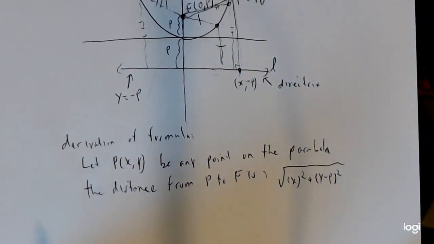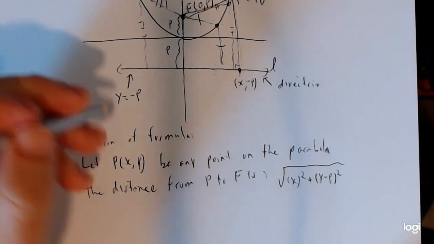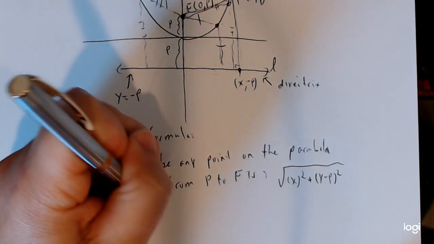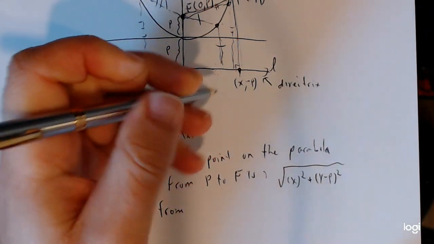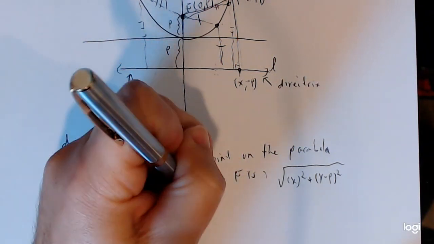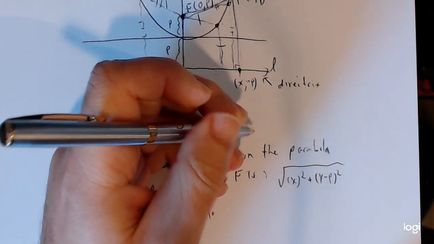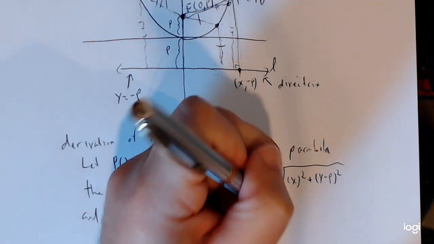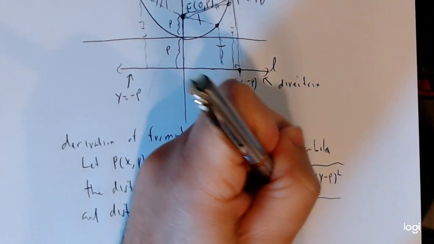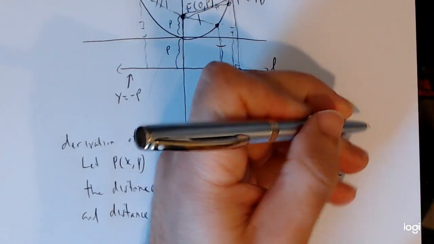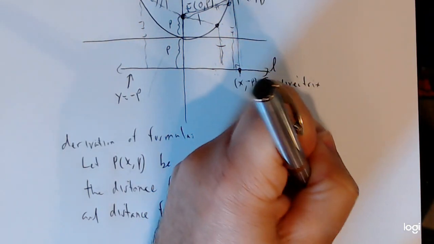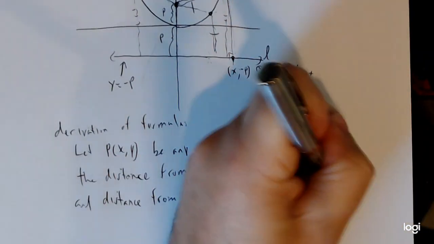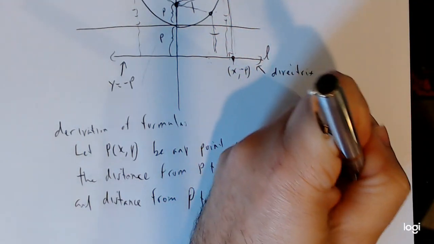So what we're going to say is, the distance from point P to the directrix, which we'll call L, is the following. Square root of, and it'll be what? x minus x, squared, plus y minus negative p, squared. And what do we know about the x minus x? That'll zero out, and this just literally becomes the square root of y plus p, squared.